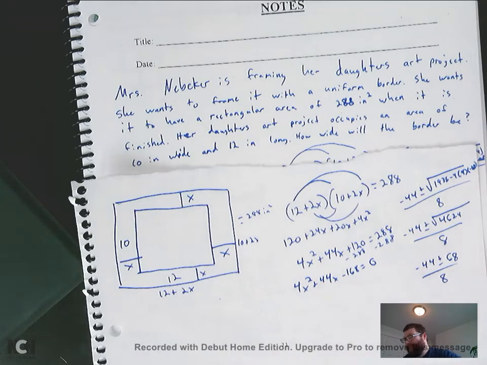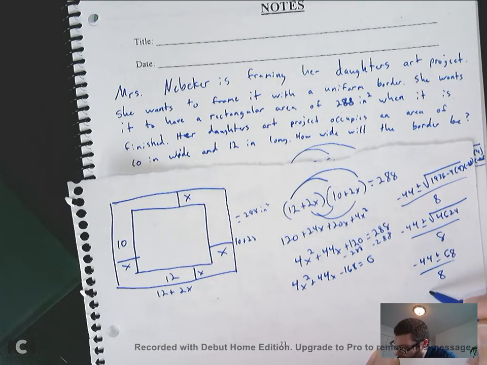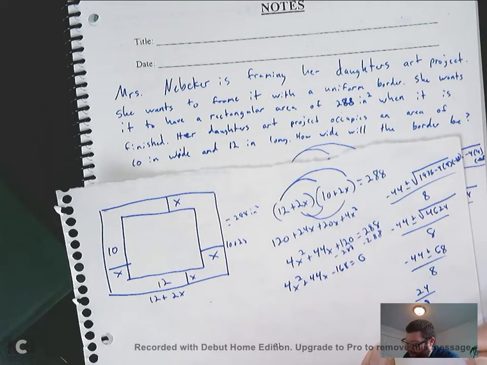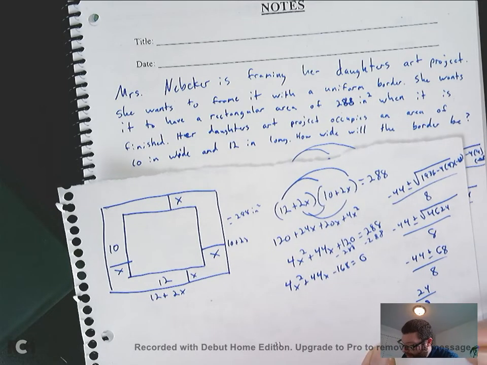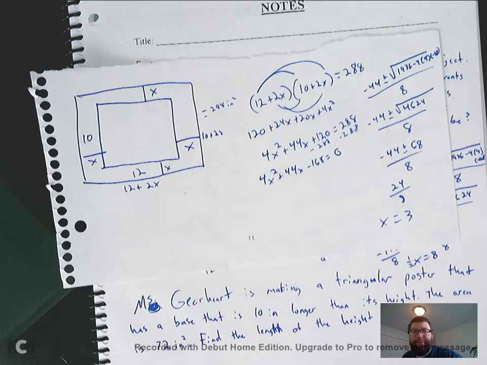Okay. Now, if I were to do negative 44 minus 68, I'm going to get a negative answer, right? So we're going to focus on the adding. Negative 44 plus 68 is 24. 24 divided by 8 is going to be 3. X is equal to 3.